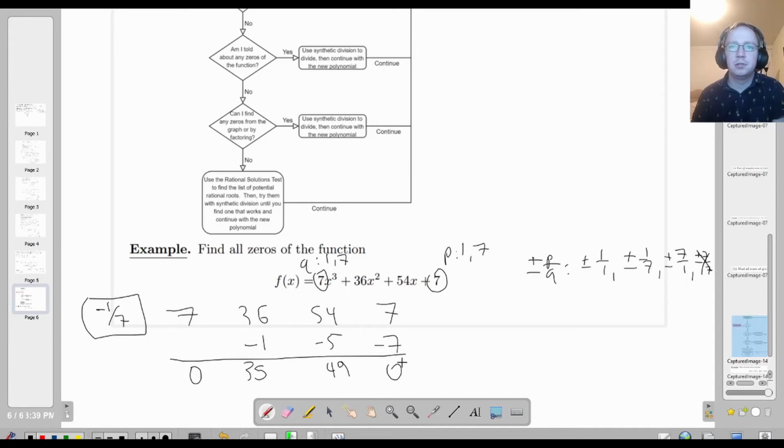Add down, sure enough. Oops, I don't know why I wrote 0 down there. That should have been 7. Sure enough, I ended up with a remainder of 0, which tells me -1/7 does work. So what I just found out about my polynomial is that x equals -1/7 is a root.